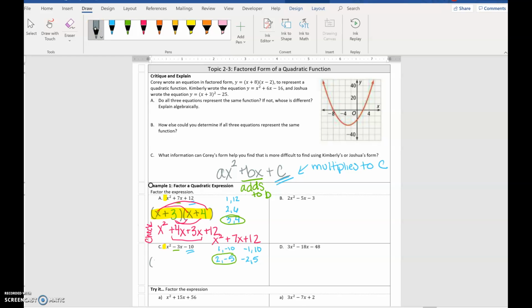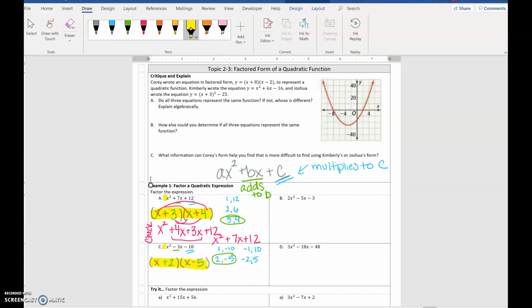So again, we have x, and then x, and then a plus 2 and a minus 5. And again, we could check it by multiplying or FOILing. So that's that answer. For these ones, you're just looking for what multiplies to C and adds to B.